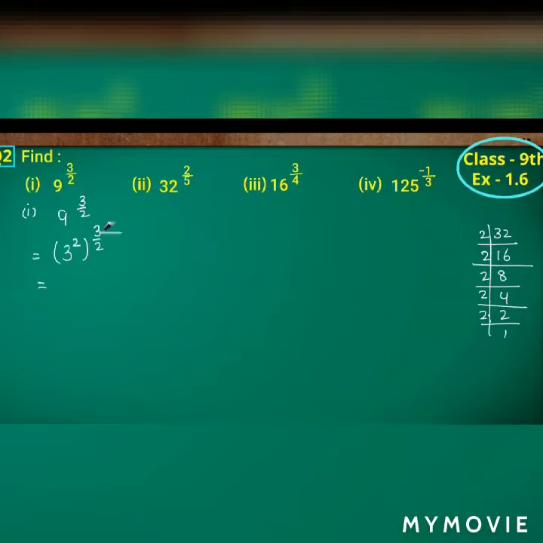So again, it is in the form of (a power m) whole power n. So how can we write this one? 3 power 2 into 3 by 2. Here 2 and 2 will get cancelled. What else remains? 3 power 3. So that can be taken as 3 into 3 into 3. 3 3s are 9, 9 3s are 27. So 27 is the answer for 9 power 3 by 2.